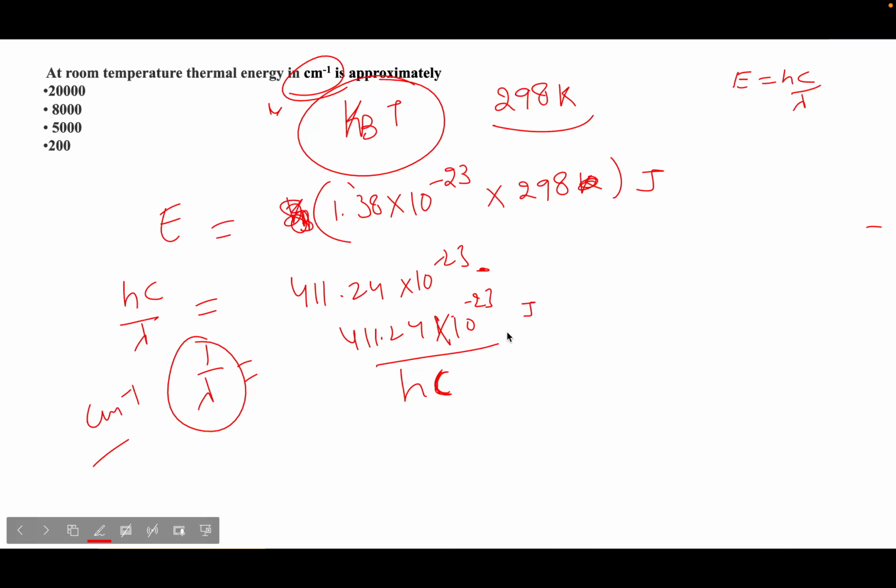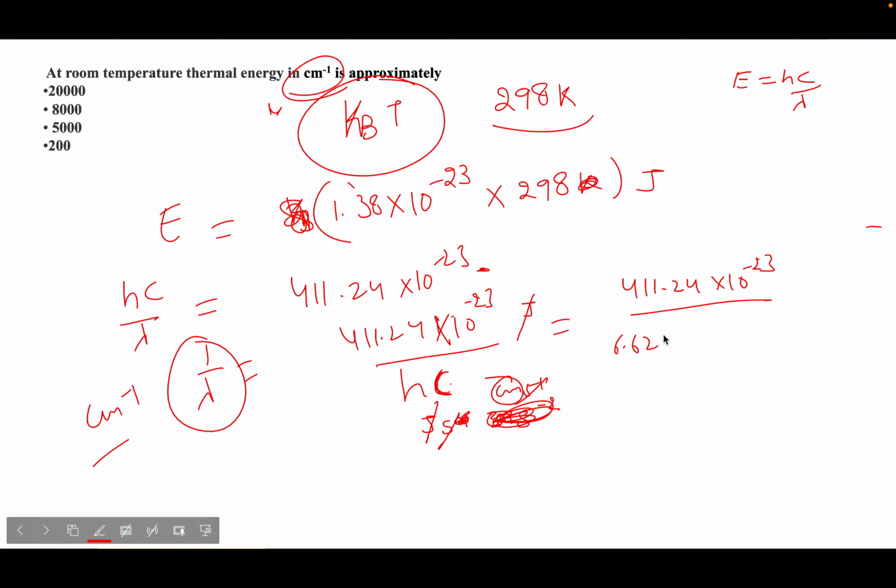Now this is joule per second, and c is in centimeter per second. h is joule second, so this joule will cancel out, and then it will be in centimeter. So by putting the values now we can get the answer.